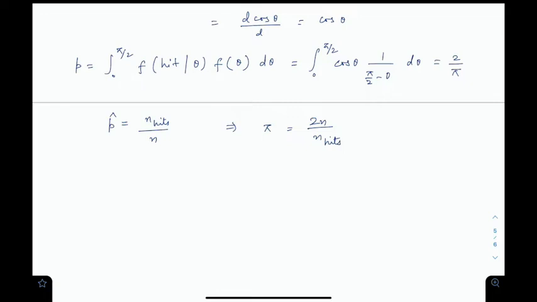Now one thing we must address is the accuracy of Monte Carlo integration.